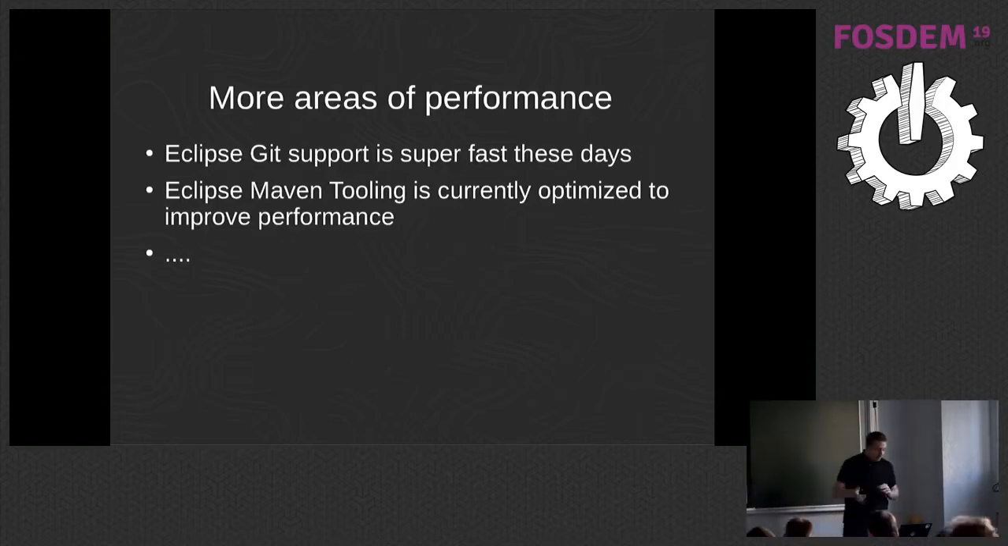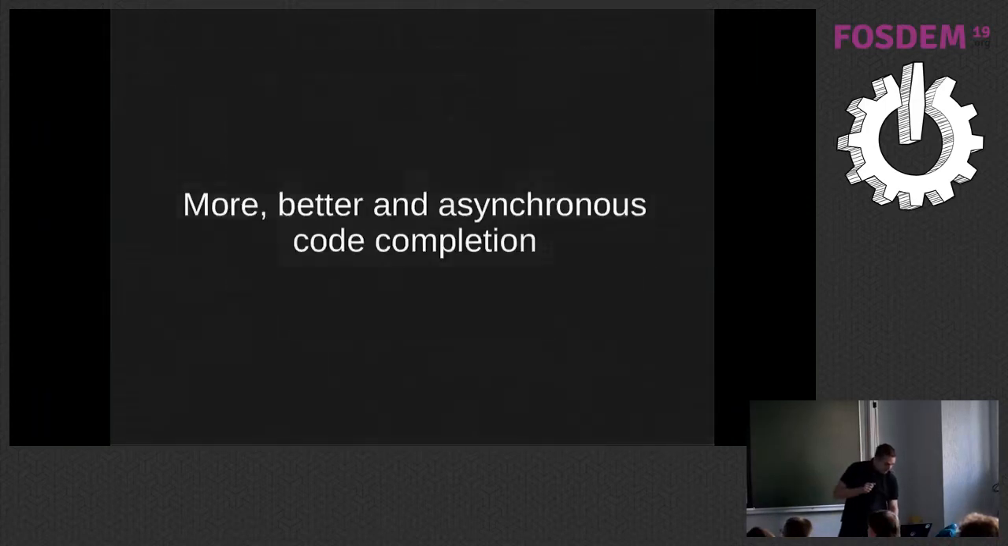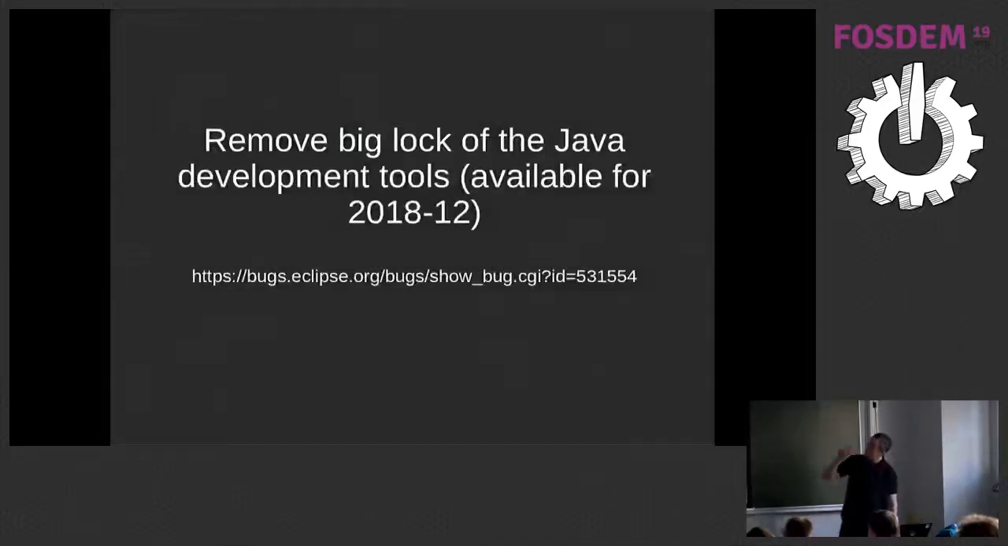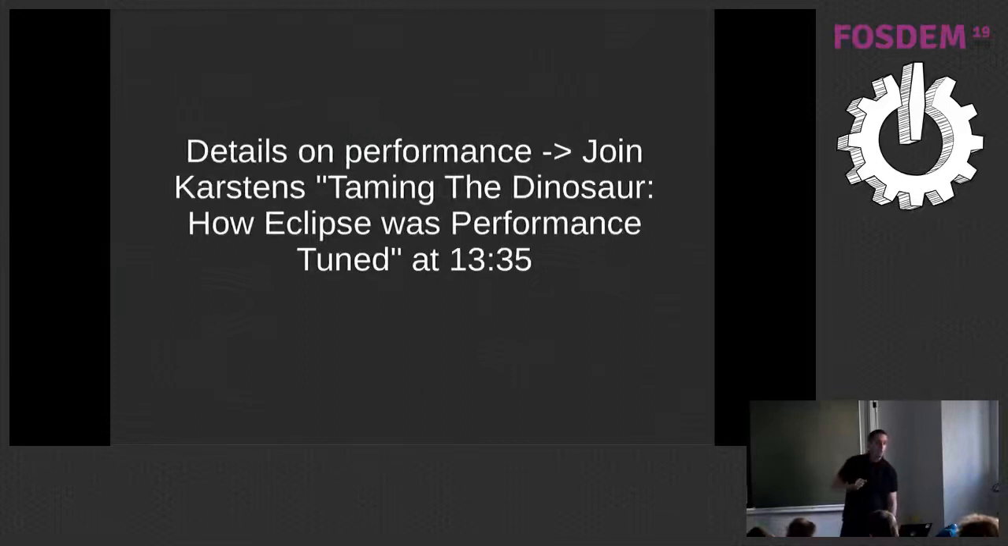They're basically doing everything asynchronously now, not blocking the UI anymore. So it's really hard now these days with the latest Git support in Eclipse to get a UI freeze from the Git tooling. There will be more on performance, and I think I have a slide on that, indeed. So Carsten will be talking about what the project did in the past to improve this performance. He showed basically how we worked and so on, so join this.